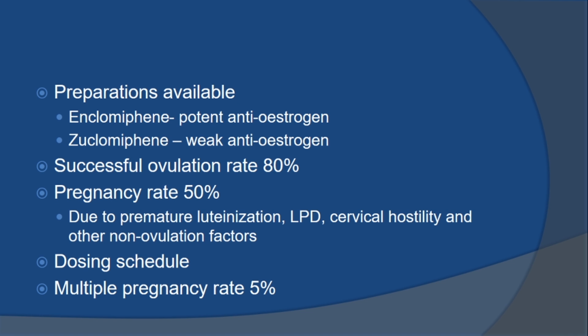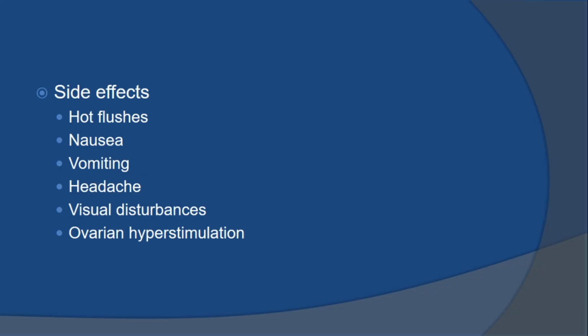So pregnancy rate, like I said before, is about 50%. And the reason for reduction in pregnancy rate is due to premature luteinization, luteal phase defect, cervical hostility, and other non-ovulatory factors. The dosing schedule has to be titrated with response of the woman for different cycles, and the multiple pregnancy rate is about 5%. Side effects of clomiphene include hot flushes, nausea, vomiting, headache, visual disturbances, and rarely ovarian hyperstimulation syndrome.